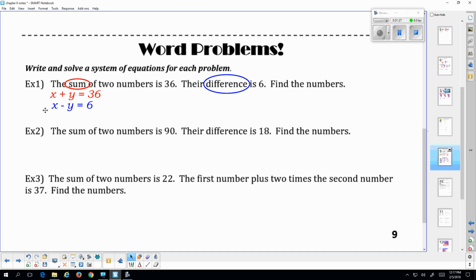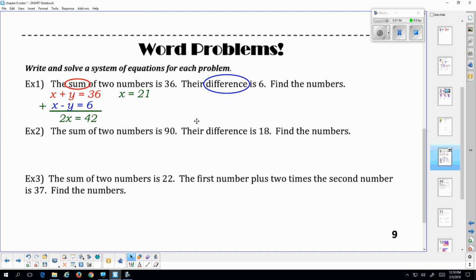So I'm actually going to use elimination for this. So I'm going to add the two equations. And then what do I get when I add the equations? The x's, I'll get 2x. The y's will cancel, and then 36 plus 6 is 42. And then what's x going to be? X will be 21. So that's one of the numbers. One of the numbers is 21.